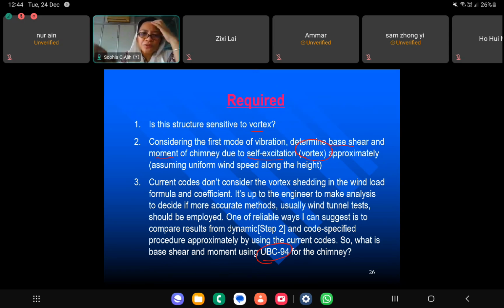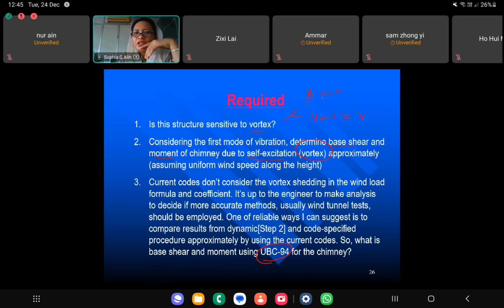So in order to answer the first one, is it sensitive to vortex or not, what you can do is check the beta ratio. If beta ratio is close to 1, then you can say that it may be sensitive to vortex. Or you can also check the V critical. If V critical is close to the velocity on the site, it may be sensitive to vortex.